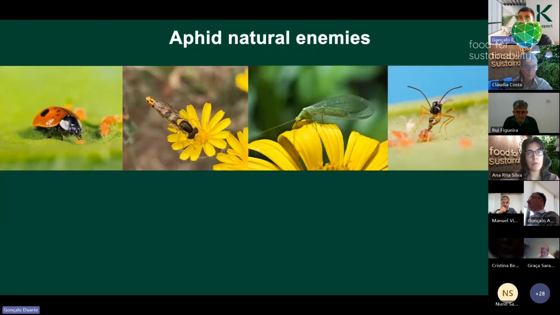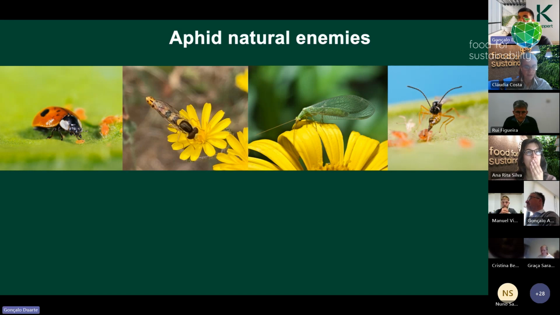When we think about a pest, we tend to think about one type of enemy, but we really need to think about a complex of enemies that will help us control our pest. This is particularly important in open field crops, where relying only on commercial natural enemies may not be enough. So the farmer needs to know this. He needs to know that he needs to have a complex of predators or natural enemies like parasitoids.